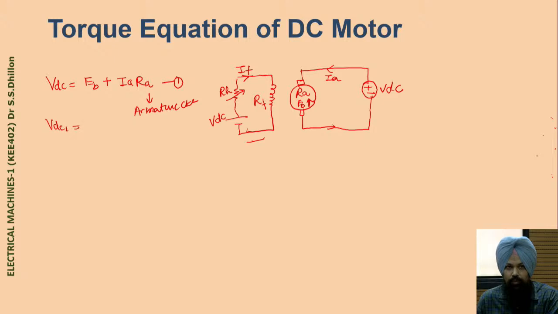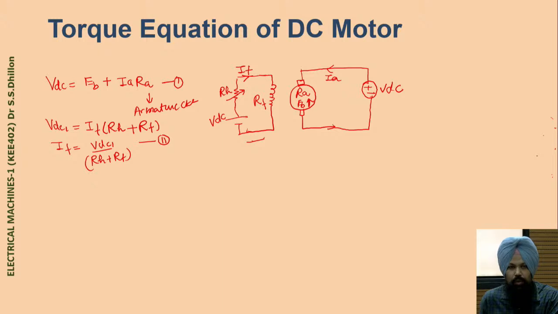Next, for the field circuit, we have VDC1 equals If into Rh plus Rf, where Rh is the rheostat resistance connected in series with the field winding and Rf is the field circuit resistance. From here we can find the field current, If equals VDC1 divided by Rh plus Rf. So this is the field circuit voltage equation, from where we get the field current.